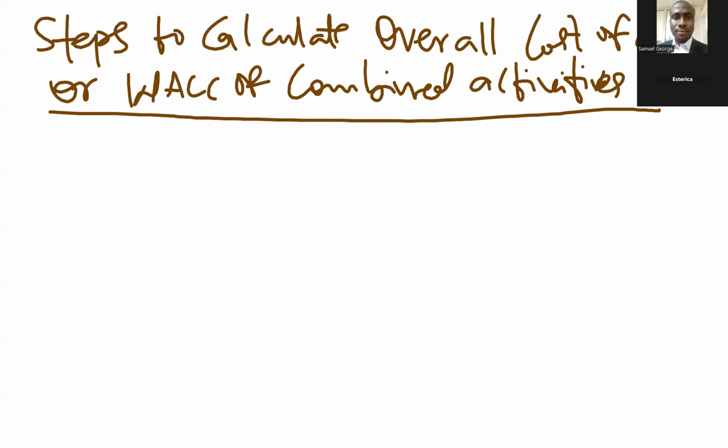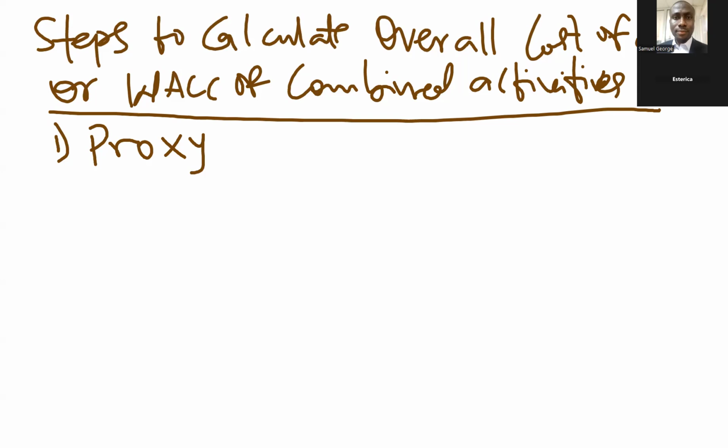Step one is still to get proxy. Just like you will get proxy when you are trying to evaluate a project, to get a cost of capital for a project that you want to diversify, this is the same thing. But in this case, you want to calculate, for example, I'm picking Dangote Industry.